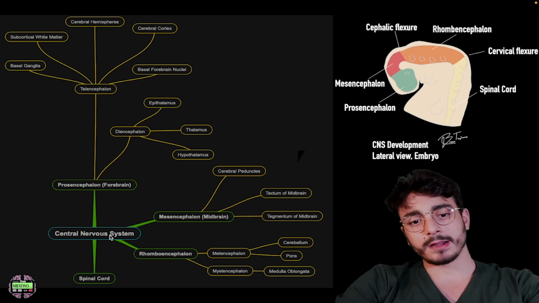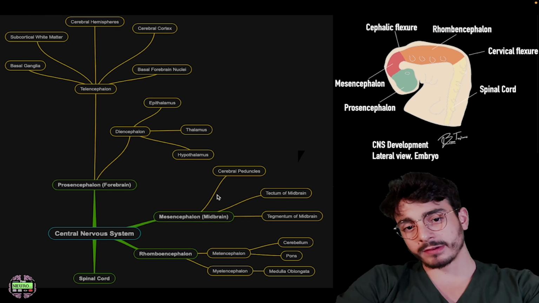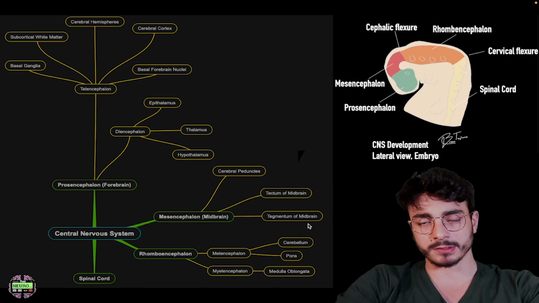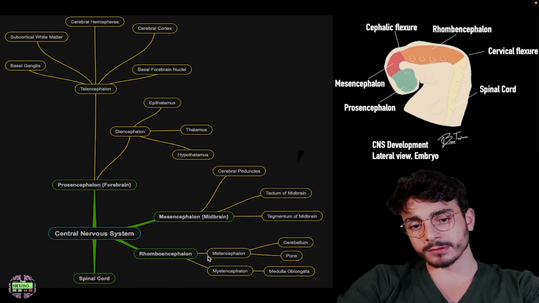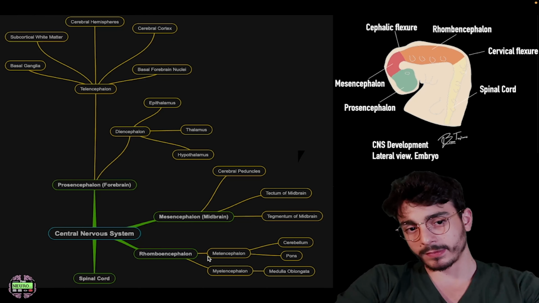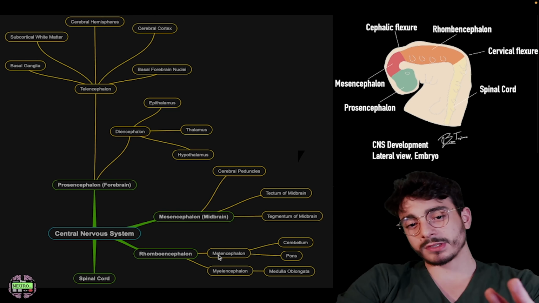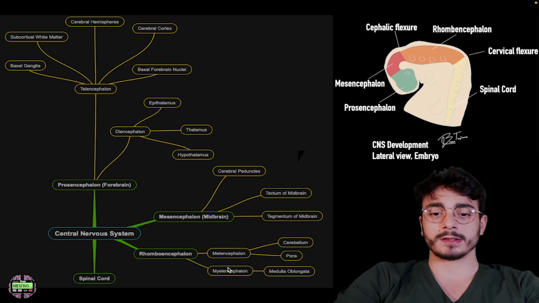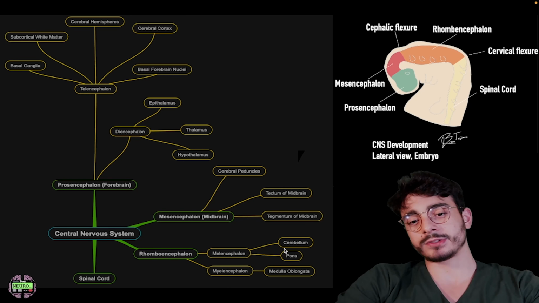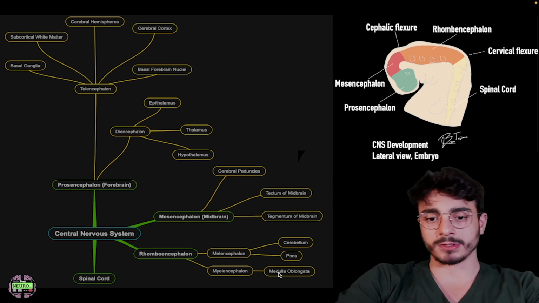Okay. Now, the mesencephalon, or the midbrain, will give rise to the cerebral peduncles, the tectum of the midbrain, and the tegmentum of the midbrain. Okay. And now the rhomboencephalon is subdivided into two, for example, as the prosencephalon, but those two subdivisions are called the metencephalon and the myelencephalon. The metencephalon will give rise to the cerebellum and the pons, and the myelencephalon to the medulla oblongata.